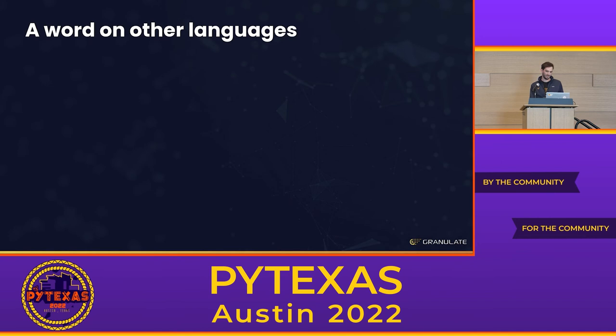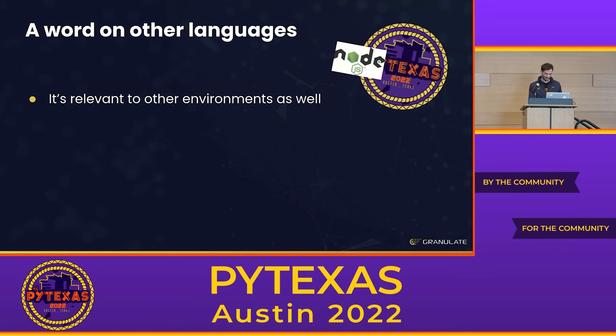Okay, now, enough for the demos. I wanted to give a short note on other languages, since most of what I've discussed is relevant to all dynamic interpreted languages. I gave examples specific to CPython, but the same concepts remain. There are many seamless optimizations performed by the underlying engines. Taking Node, for example, we're in PyTexas and not in Node Texas. But had we been at Node Texas, there would be countless examples to give about Node.